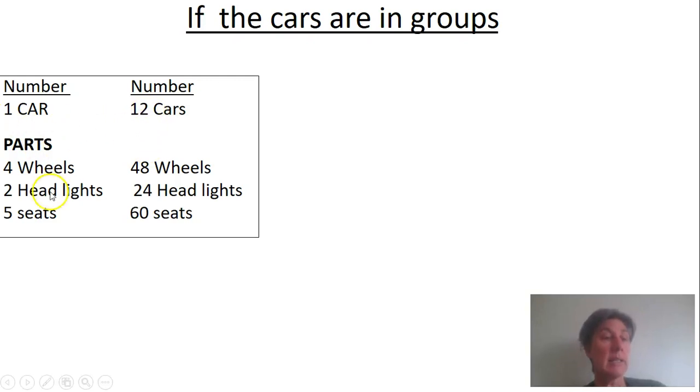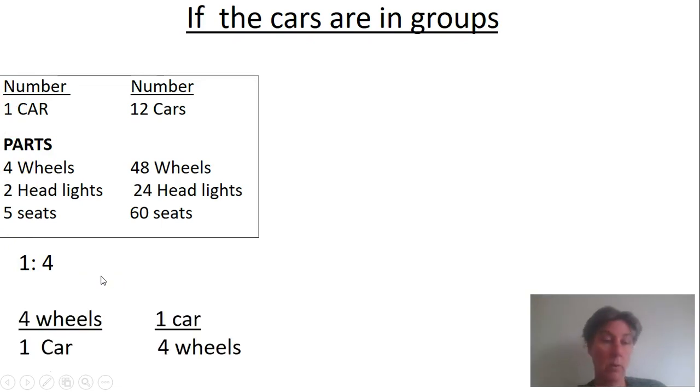In this case, it's 12 lots of 5. 12 times 5. I think probably everyone's okay with that. Mathematically, there's different ways of writing this. It's a 1 to 4 relationship. Or I can write it like this as a fraction. It's a 4 to 1 relationship. 4 times the number on the bottom.